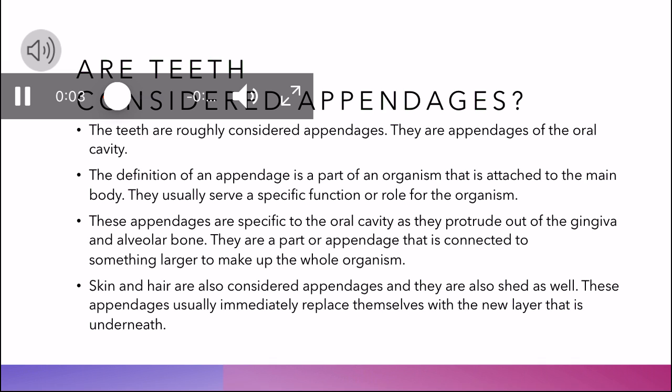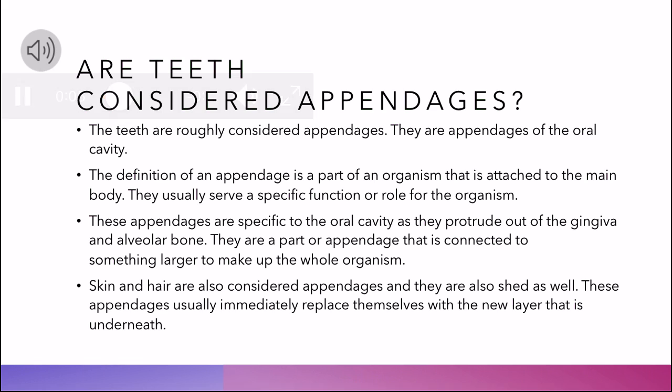So to answer the question, are teeth considered appendages? The teeth are roughly considered appendages. They're appendages of the oral cavity. The definition of an appendage is a part of an organism that is attached to the main body. They usually serve a specific function or role within that organism. These appendages are specific to the oral cavity as they protrude out of the gingiva and the alveolar bone. They're a part or an appendage that is connected to something larger to make up the whole organism.